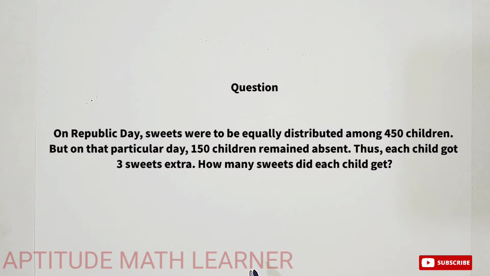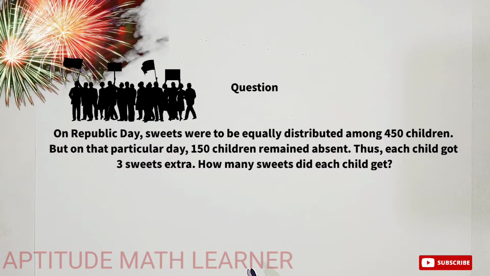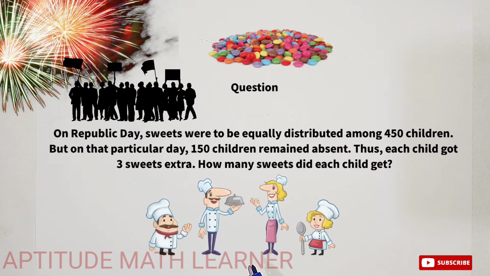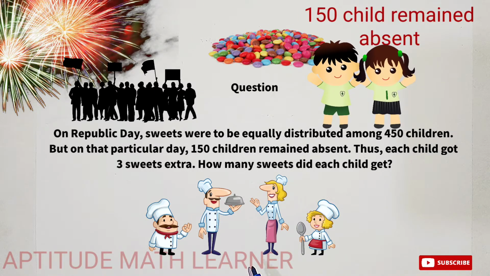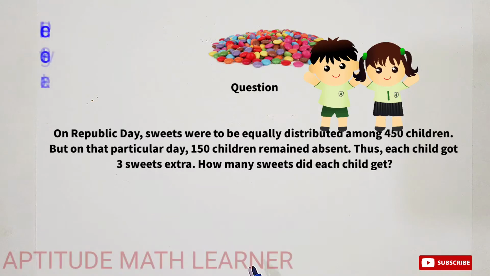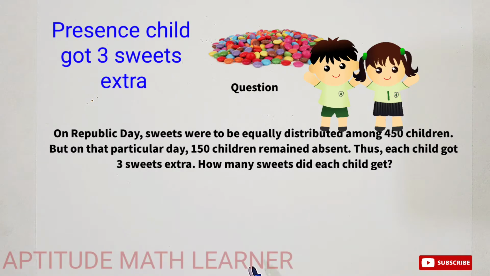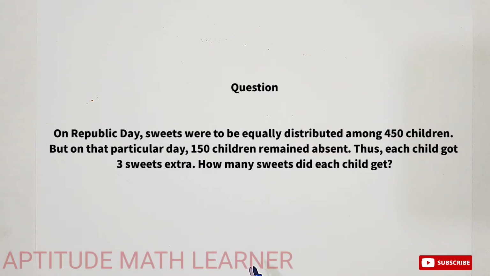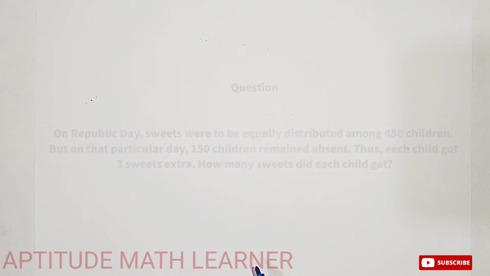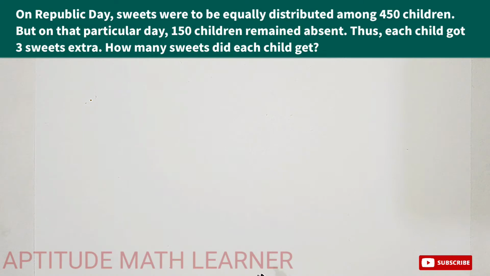The question today is: on Republic Day, sweets were to be equally distributed among 450 children. But on that day, 150 children remained absent. Thus, each child got 3 sweets extra. How many sweets did each child get? So here we have to find the number of sweets each child got after 150 children were absent.